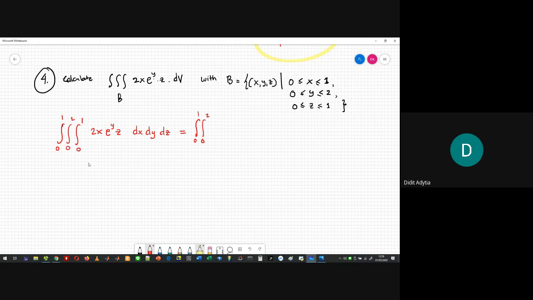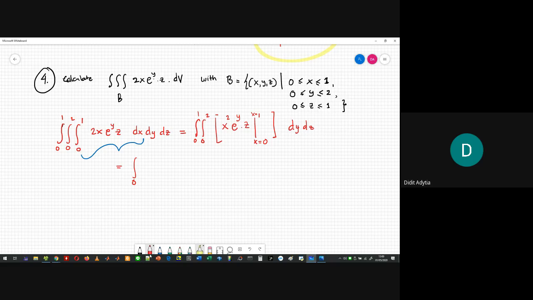I rewrite again the calculation. So we consider this integral. We integrate with respect to x. The rest of the variables are considered to be constant. Okay, so we have e to the power of yz, these are constants, and then x to the power of 2. We integrate 2x to x to the power of 2, and now x is from 0 until 1. Okay, then this one is still dy dz.